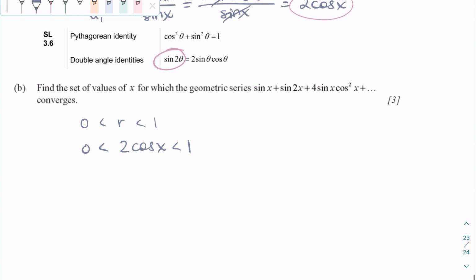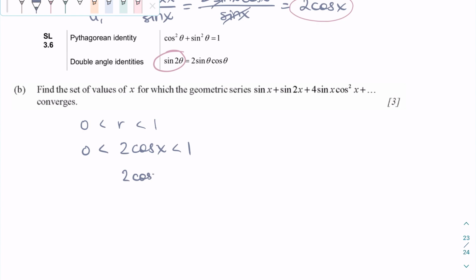We can rewrite each boundary separately. So we have 0 is less than 2 cosine x. So this means that cosine x has to be greater than 0. The upper boundary is 2 cosine x is less than 1. This means cosine x must be less than half.